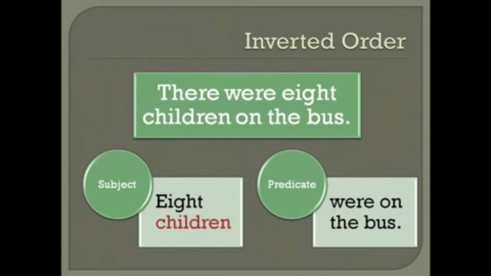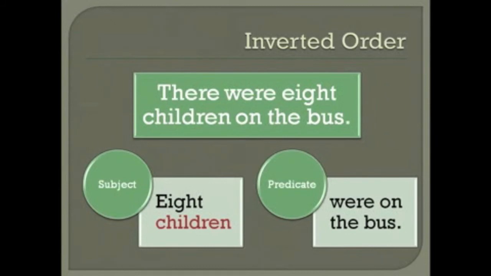Although the normal order of a sentence is to have the subject appear before the predicate, there are times when you will run across a sentence in what's called inverted order. When you find sentences with the predicate appearing before the subject, it is important to convert the sentence back to normal order to make a determination of proper subject and verb agreement.